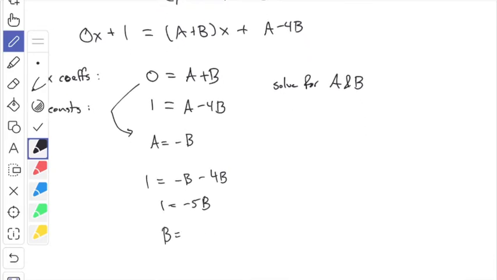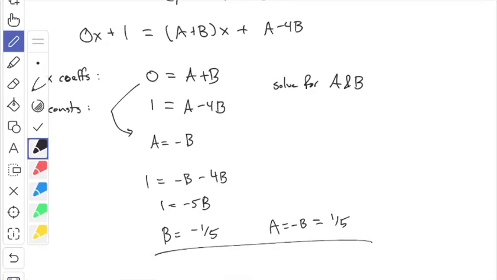B equals minus 1/5, which we already know is correct, right? I remember at the very beginning I broke it up, and they were 1/5 and negative 1/5. B is negative 1/5, and then A equals minus B. I already said that, so this means A is 1/5.